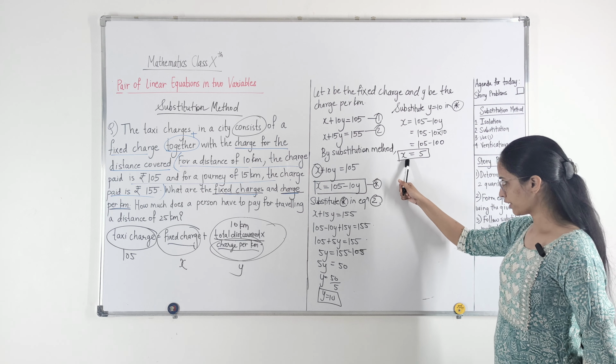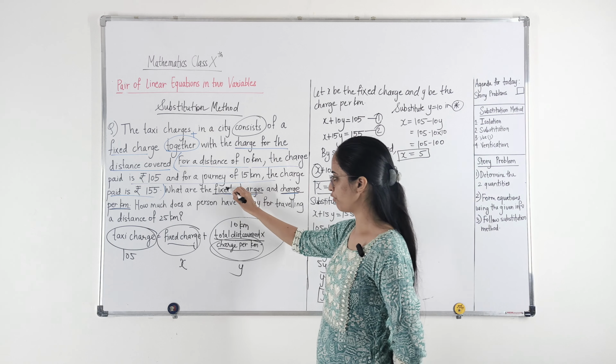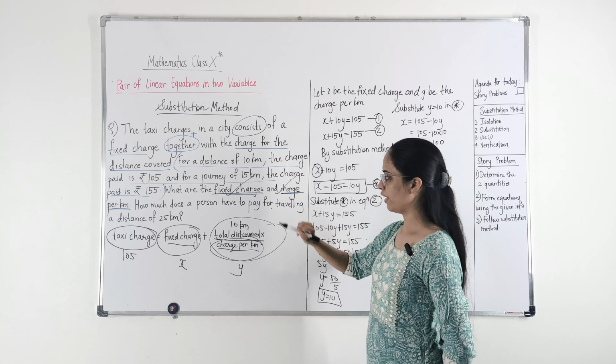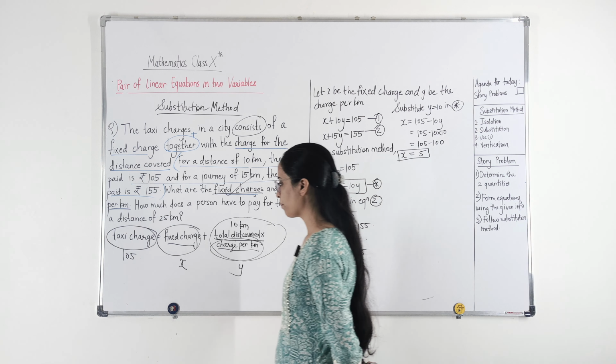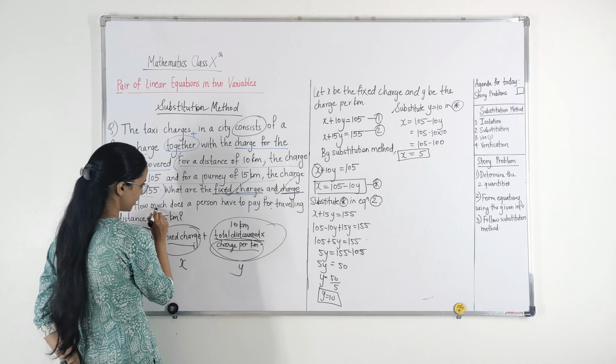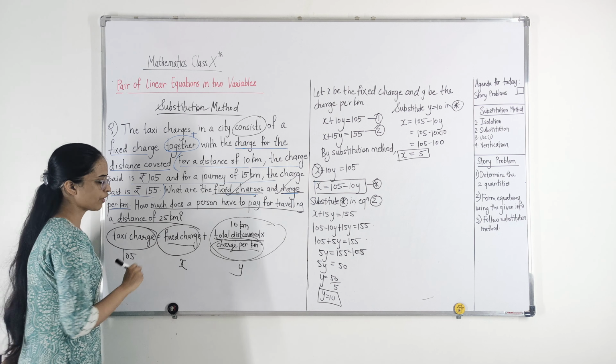Now that you have got the fixed charge as well as the charge per kilometer, we are done with the first part of the question. Now let's move on to the next part. What does the next part of the question say? They say, how much does a person have to pay for traveling a distance of 25 kilometers?